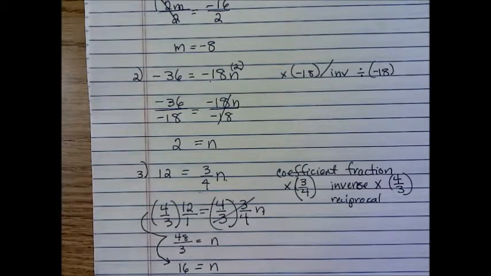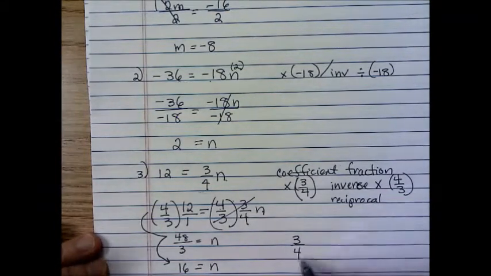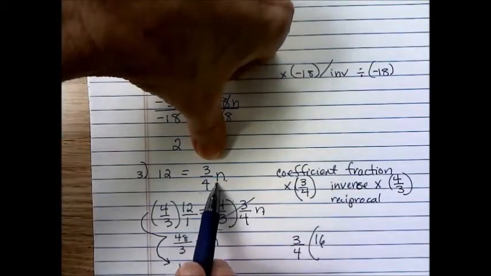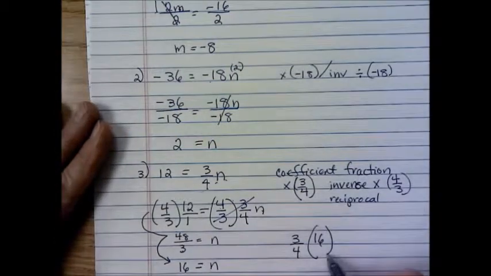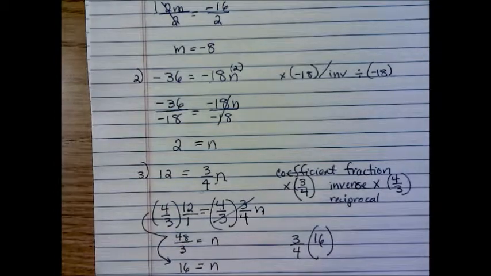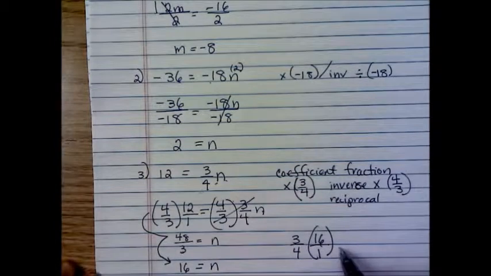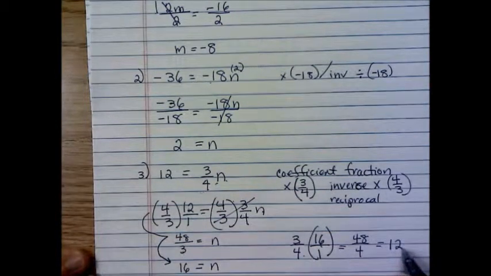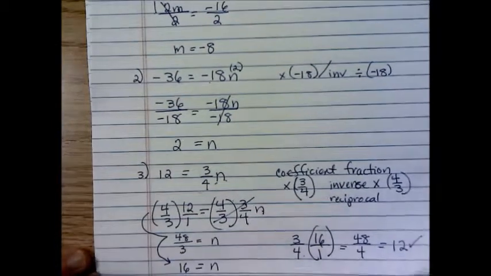All right. Now, let's check over here. If I substitute 16 in for n, I'm going to take this part of the equation and put 16 in here. I should get 12 if my answer is correct. So I'm going to put a 1 in the denominator. We know that 3 times 16 is 48. 4 times 1 is 4. 48 divided by 4 is 12. So great. We did do the problem correctly and got the right answer.